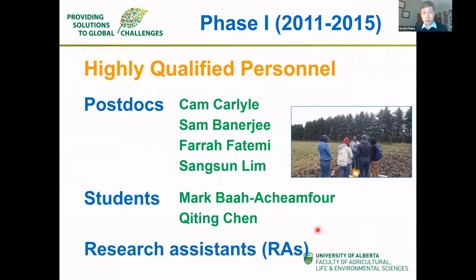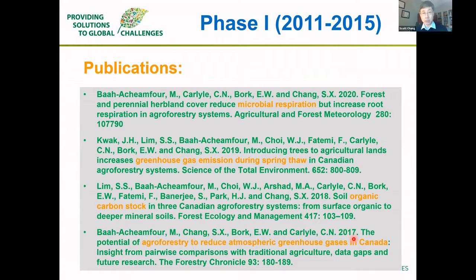So within this program, we trained several highly qualified personnel, or HQPs, including Cam. Luckily, Cam only worked in this project for a few months. He landed an assistant professor position at the UA. Then we had Sam Banaji, Fala Fatami, Samson Lim, Mark Ba Kimfo as a PhD student, and Chitington as an MSc student. We also had a number of research assistants work on this project.